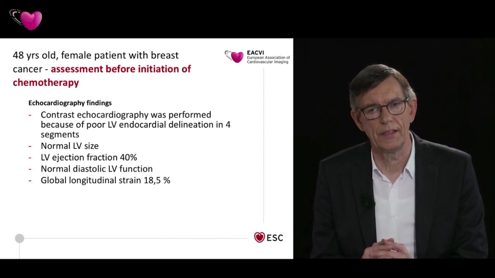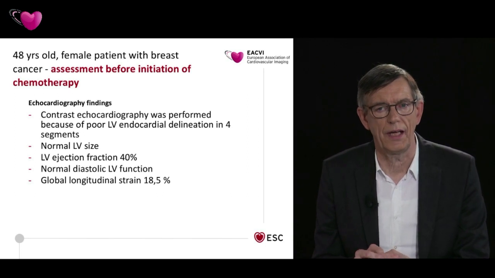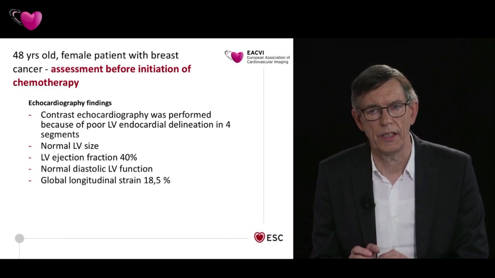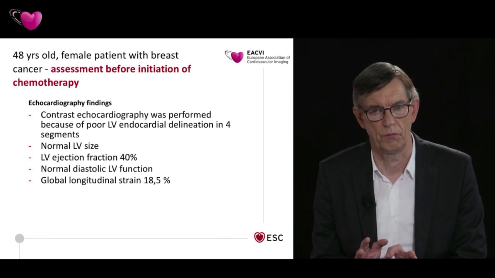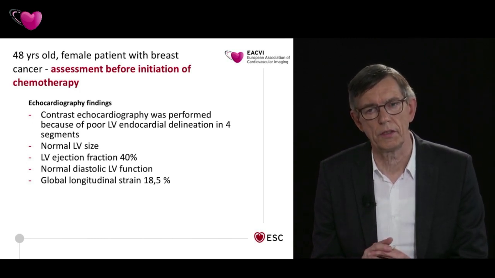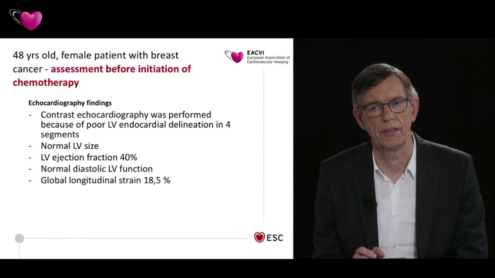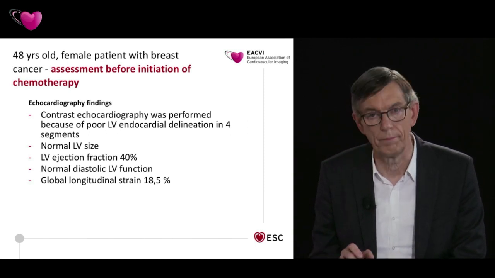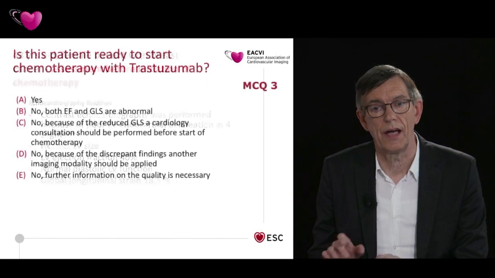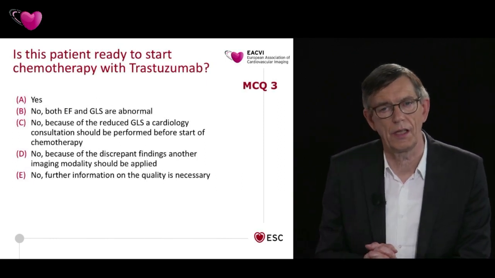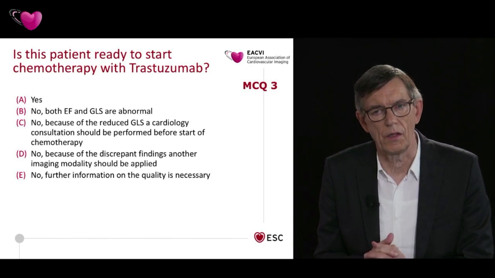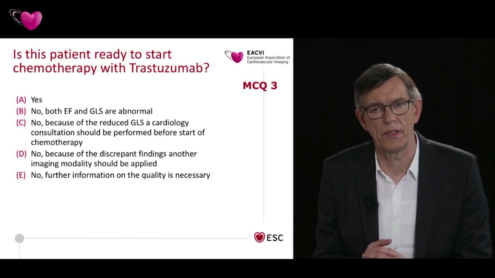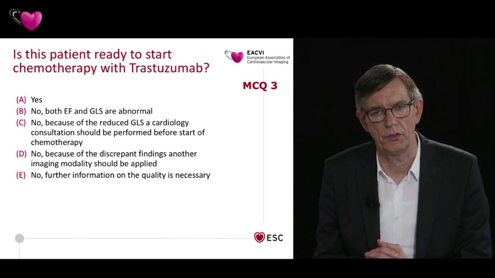The LV size was reported as normal, ejection fraction as 40%, and a normal diastolic LV function was reported. The global longitudinal strain was reported as 18.5%. So next I will ask you a question to help give some advice whether it's okay to start chemotherapy with trastuzumab in this patient.